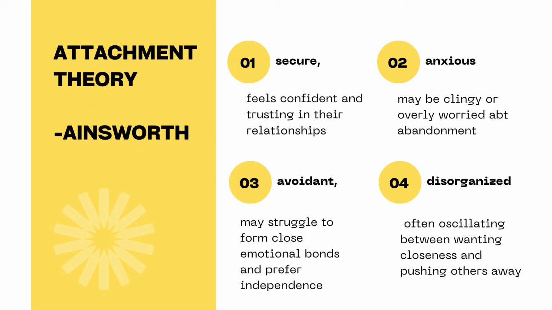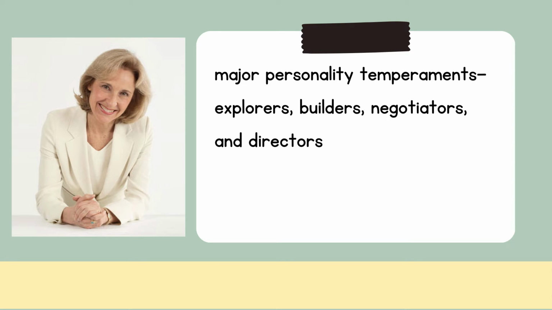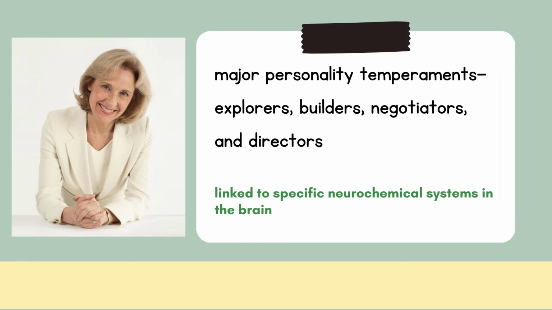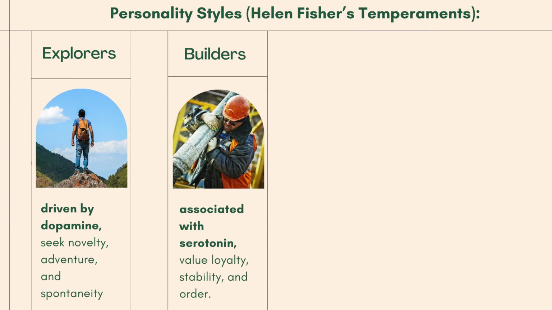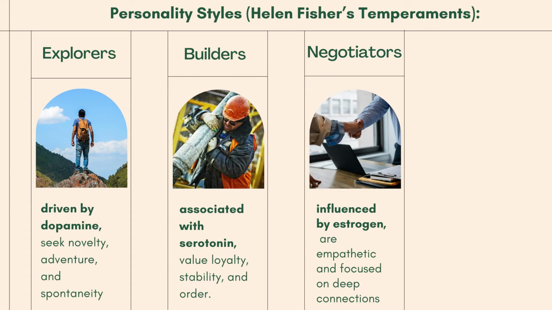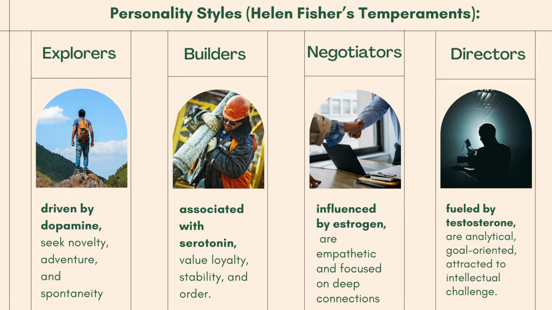In addition to attachment styles, our personality plays a significant role in shaping who we are attracted to. Helen Fisher identified four major personality temperaments: explorers, builders, negotiators, and directors. Each of these styles is linked to specific neurochemical systems in the brain, influencing how we behave in relationships. For example, explorers, driven by dopamine, seek novelty, adventure, and spontaneity. Builders, associated with serotonin, value loyalty, stability, and order. Negotiators, influenced by estrogen, are empathetic and focused on deep connections, while directors, fueled by testosterone, are analytical, goal oriented, and often attracted to intellectual challenge.